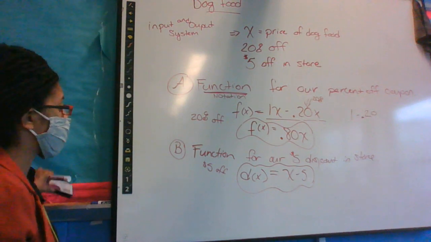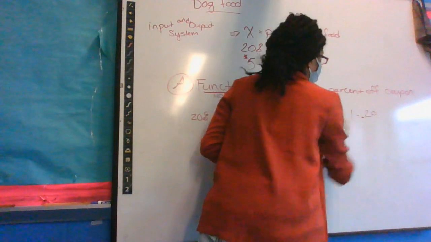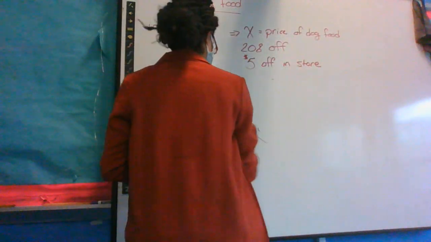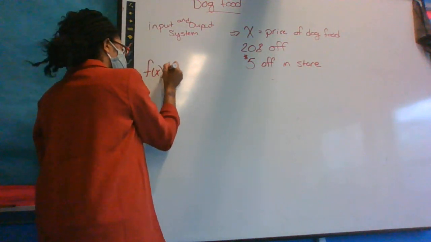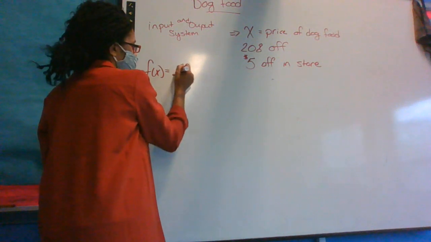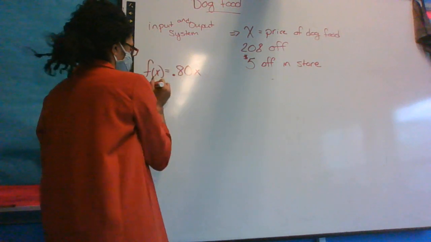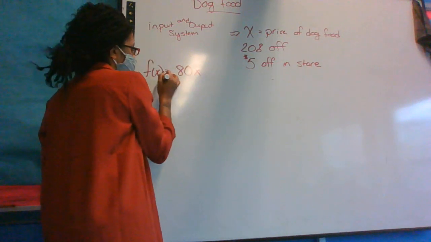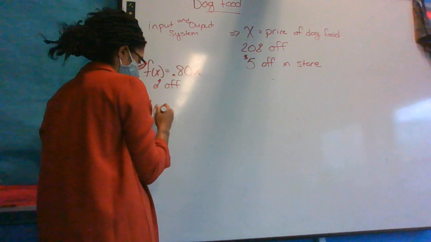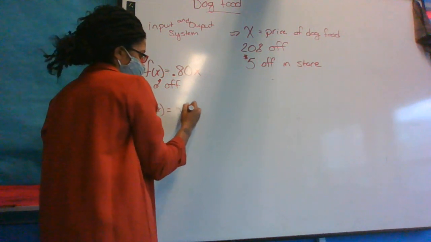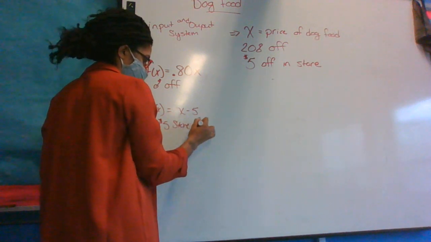The next part is you're going to have to write composite functions. So I already know that my f of x is equal to 0.8. Now, if you just put 0.8, that's fine as well, okay? And that is for my percent off. And then I know that my d of x was x minus 5, and that is for my $5 store discount.